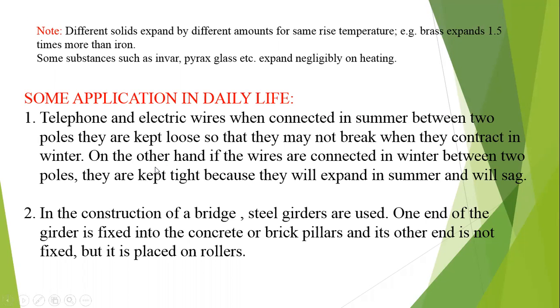Second example, children, when you construct a bridge, steel girders are used, right? One end of the girder is fixed into the concrete or brick pillars, and its other end is not fixed, but is placed on rollers. What is the reason? If there is any rise or fall in temperature, the girders can freely expand or contract without affecting the pillars. So that is the reason they are not fixed at the other end.